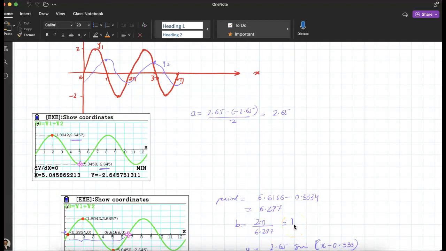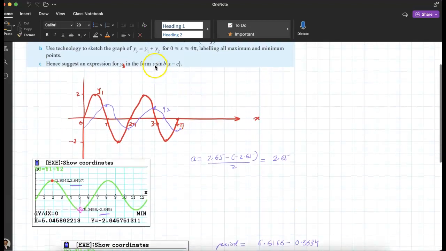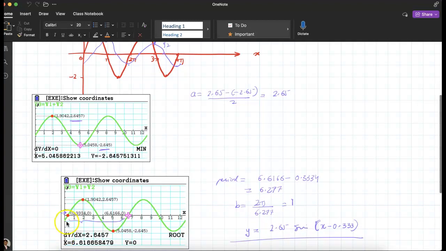So that's 1. Now you got your a, you got your b. Now your c is the translation. You look at this value. You have to look at the sine graph, so you have to get this point. So that's your horizontal translation. It's shifted so many units to the right. So therefore your answer, that's 0.3334. So your 2.65 sine, your b was 1, x minus 0.334.